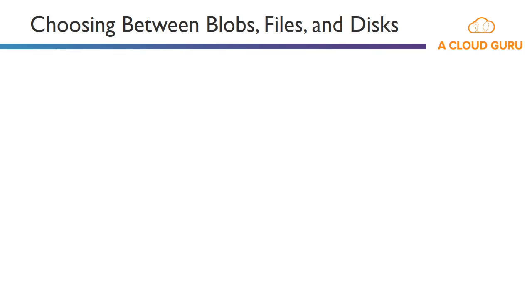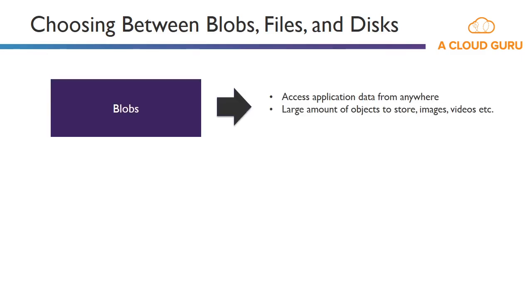Finally, let's just take a look at the decision criteria as we try to choose between blobs, files, and disks. Often this gets very confusing. So if we break it down, blobs themselves, this is for storing large amounts of objects. Again, images, videos, etc. We might want to access them from anywhere. Just lots and lots of images, videos, text files, etc.